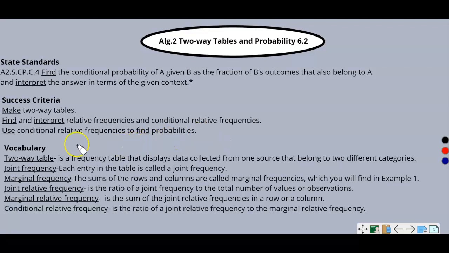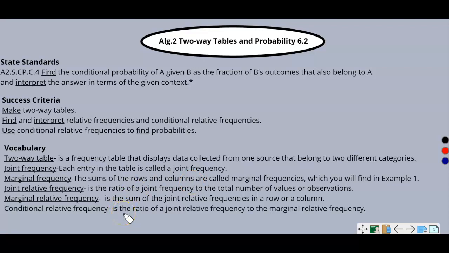All right, vocabulary terms that you need to know. A two-way table is a frequency table that displays data collected from one source that belongs to two different categories. A joint frequency: each entry in the table is called a joint frequency. A marginal frequency: the sums of the rows and columns are called marginal frequencies. So when we start looking at the tables, the entries in the table are joint frequencies. The sums of the rows and columns are called marginal frequencies.